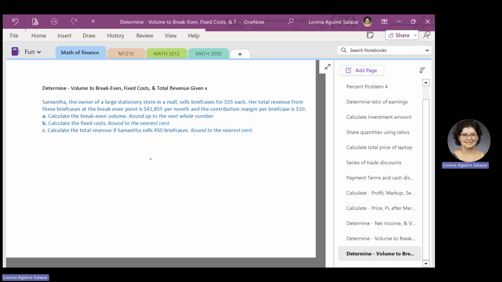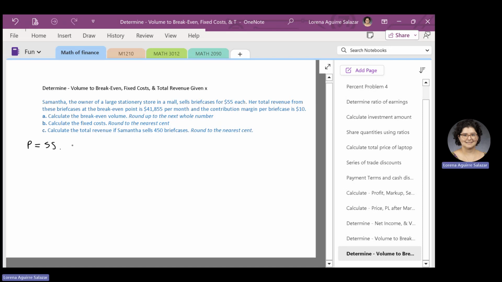To work with a problem like the one we have here, we need to recognize various variables. We have that Samantha sells briefcases for $55 each. Those $55 correspond to the selling price per unit, denoted by P. The selling price per unit is the amount a business charges its customers to buy a single unit of item produced. Selling price per unit is critical in calculating the revenue for the business.